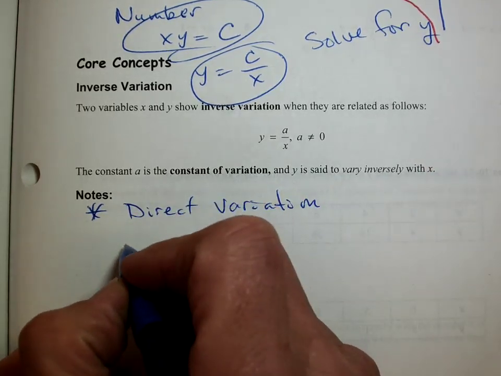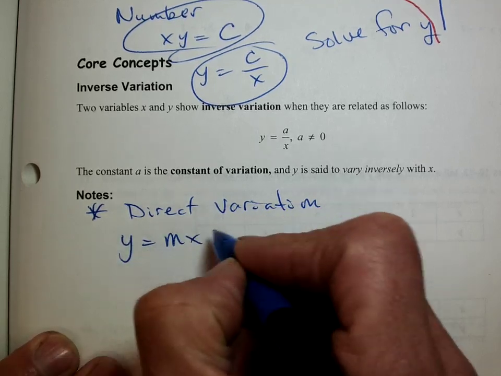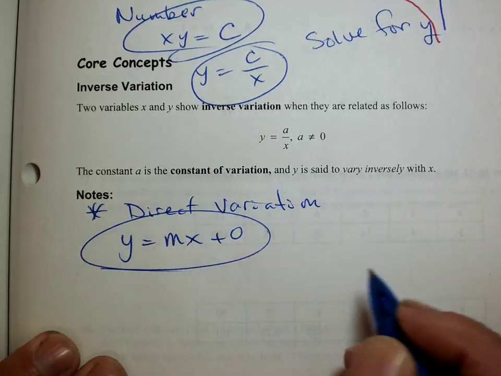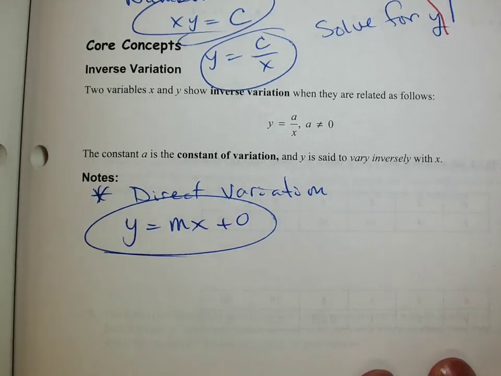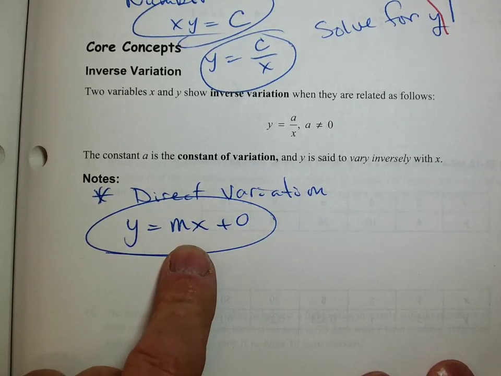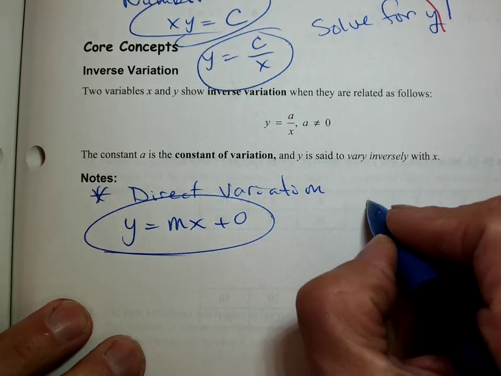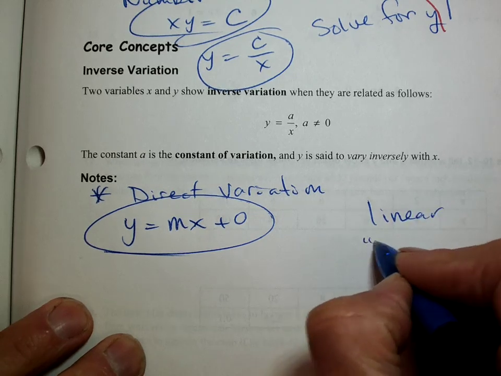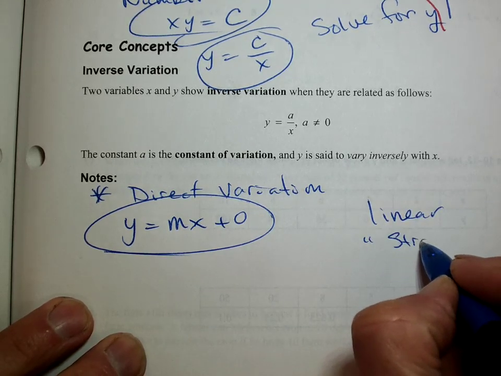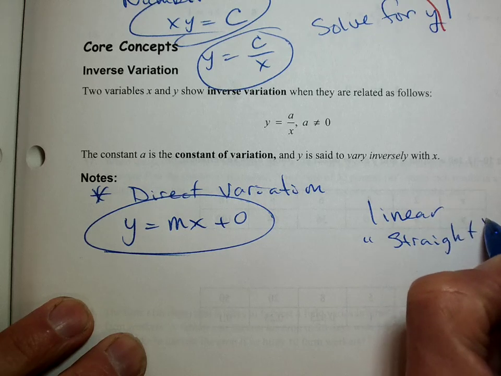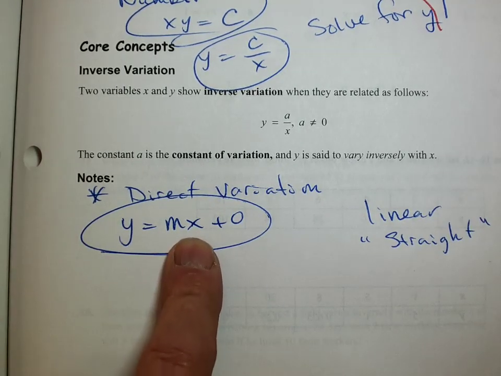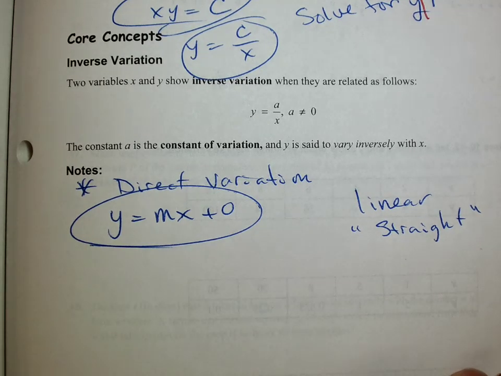So if we had y equals mx plus 0, that's a direct variation equation. Now, two things. Does this look familiar, first of all? It does, doesn't it? What kind of line is this? Linear. It's linear. Nice word. It is linear, which we know in our vocabulary means it's straight. Good word. So we know it's a straight line. What else do we know about this particular linear equation? It starts at 0. Yes. Yeah. Goes through the origin.